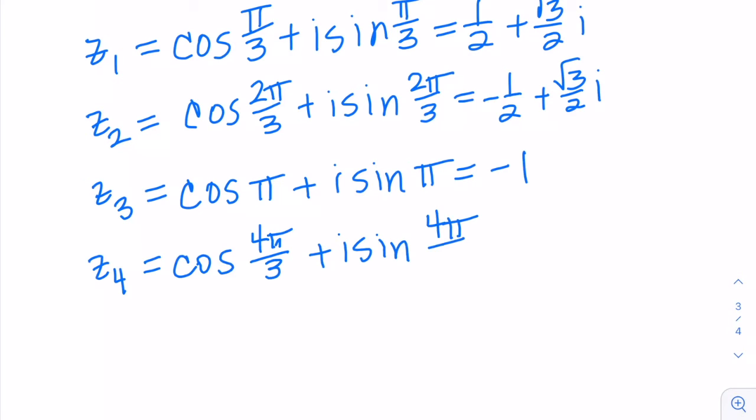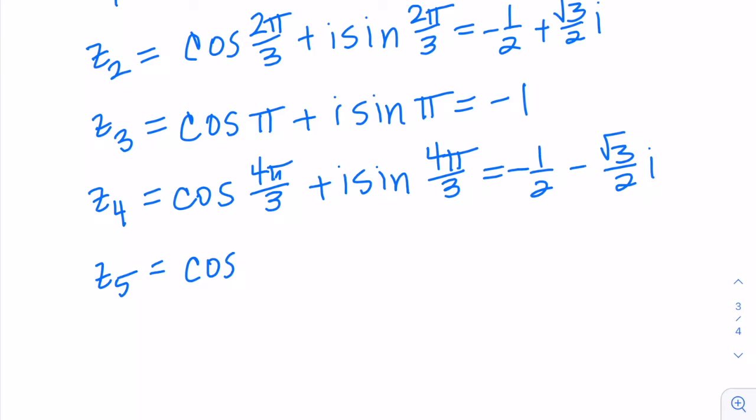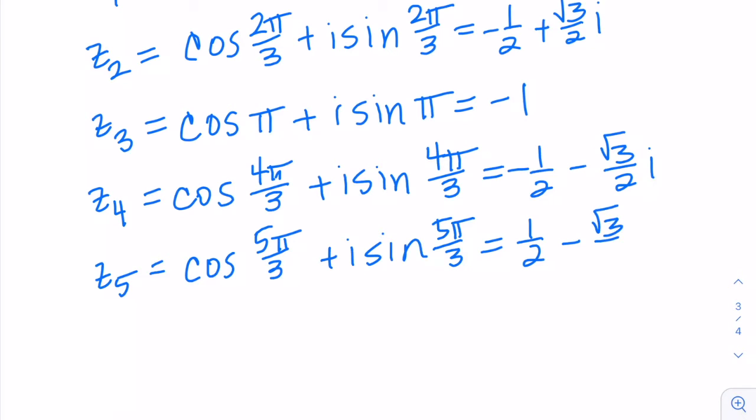All right, and so looking at the 4 pi over 3, we know that the cosine is going to be negative. Well, both of them will be negative. So it's -1/2 minus root 3 over 2 i. All right, adding another pi over 3, you start to see this pattern. We have 5 pi over 3 plus i times the sine of 5 pi over 3. Cosine is now positive, sine is negative.